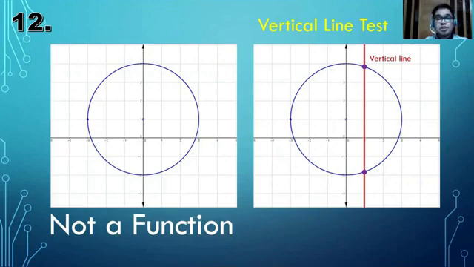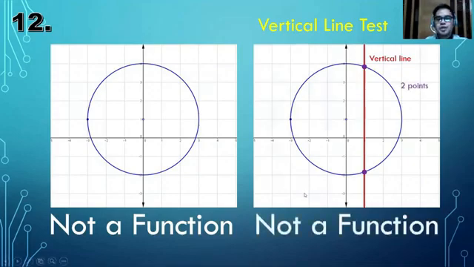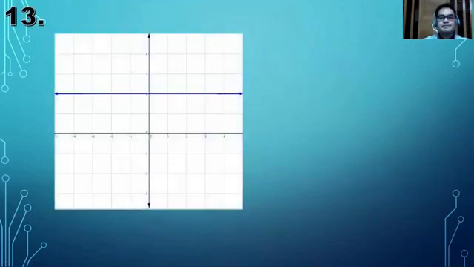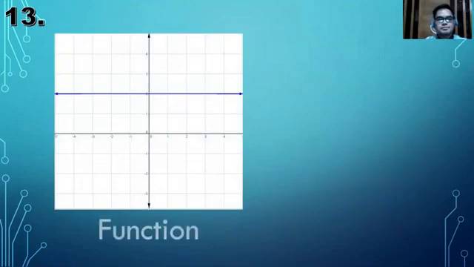To make it a function, how many points? There is only 1. But in this illustration, we have 2 points. That makes that one not a function. Okay, for number 13. Is this a function? Yes, this is a function.